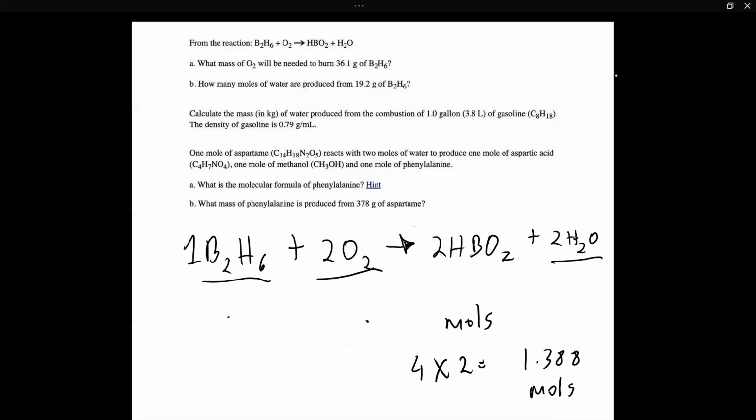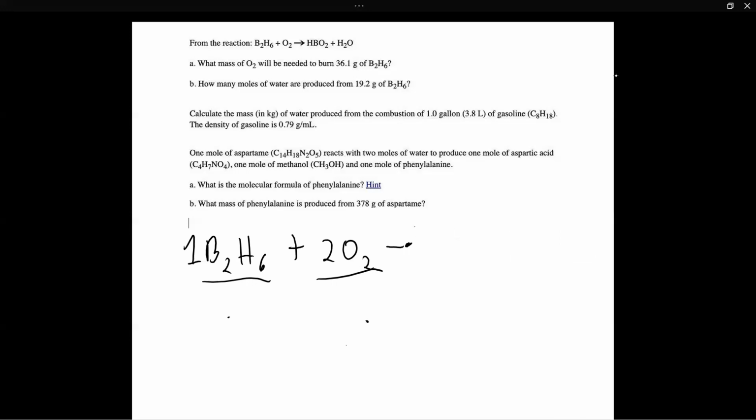Now let's look at the next question. Let me just erase all of this. I hope that you have understood it so far. All right, so calculate the mass in kgs of water produced from the combustion of 1.0 gallon, or 3.8 liters of gasoline, C8H18. And they have told us that the density of gasoline is 0.79 grams per milliliter.